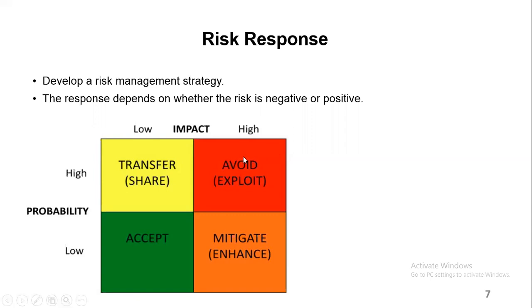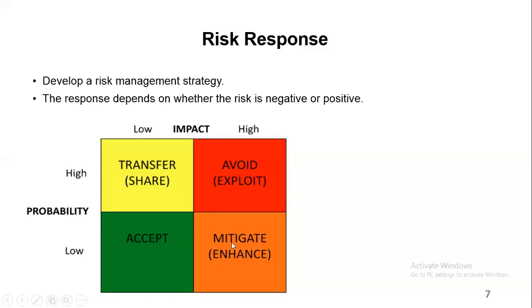So in this case, what you're gonna do is you either avoid it completely, you just don't do it, or you can exploit it. If it's negative, you avoid it. But if you are benefiting from it, you exploit it. Here it means you just try to catalyze the process so that you can actually benefit more from it.